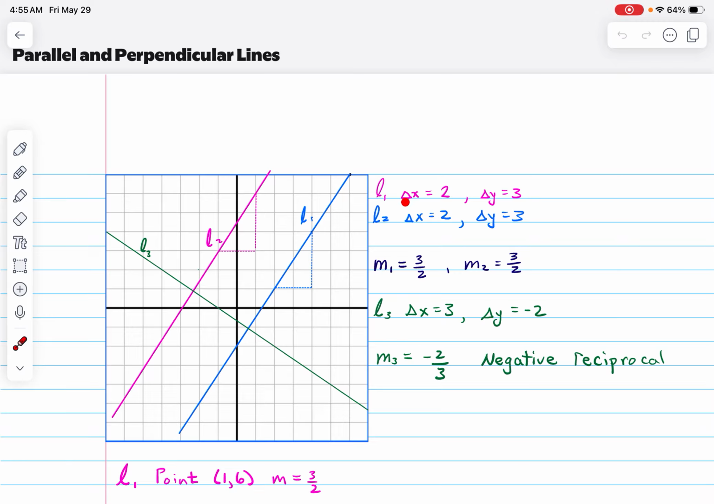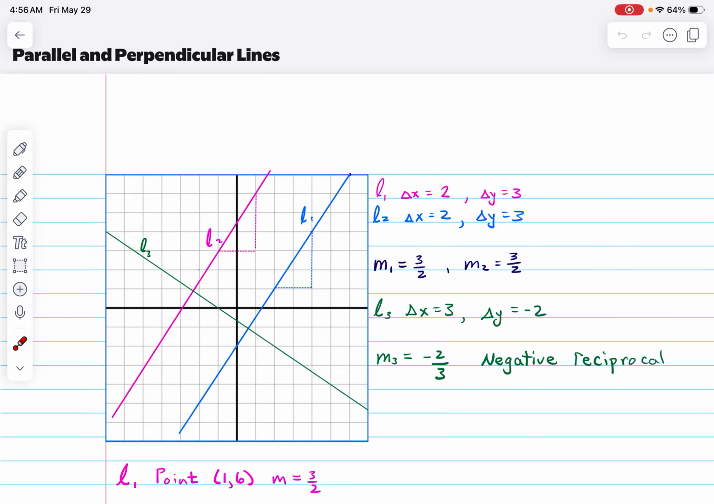Now remember, we're going to call that delta x equals 2. So we go over 2 and then up 1, 2, 3. Delta y is 3. So if you are at any point on this line right here and you want to get to another point, you go over 2 units to the right and up 3 units. So we have delta x is equal to 2, delta y is equal to 3.